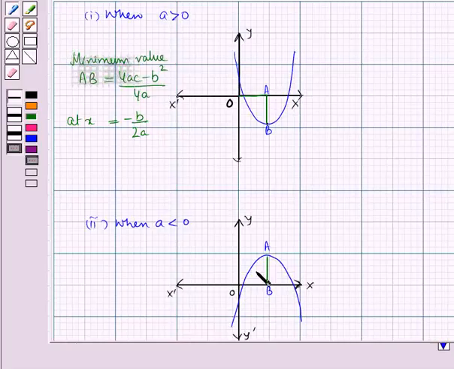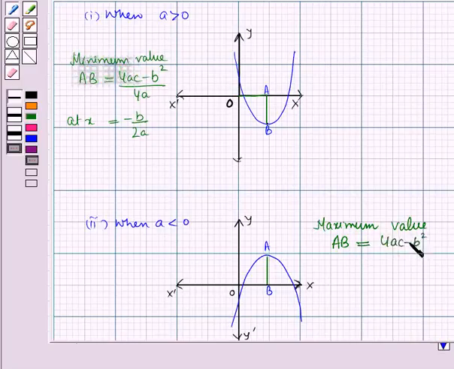Now in the second case, when a is less than 0, we have drawn the graph of the quadratic function. Here the maximum value of the function, that is the maximum value ab, is equal to (4ac minus b square) whole upon 4a, which occurs at the vertex where the value of x is equal to minus b upon 2a, that is the distance OB.